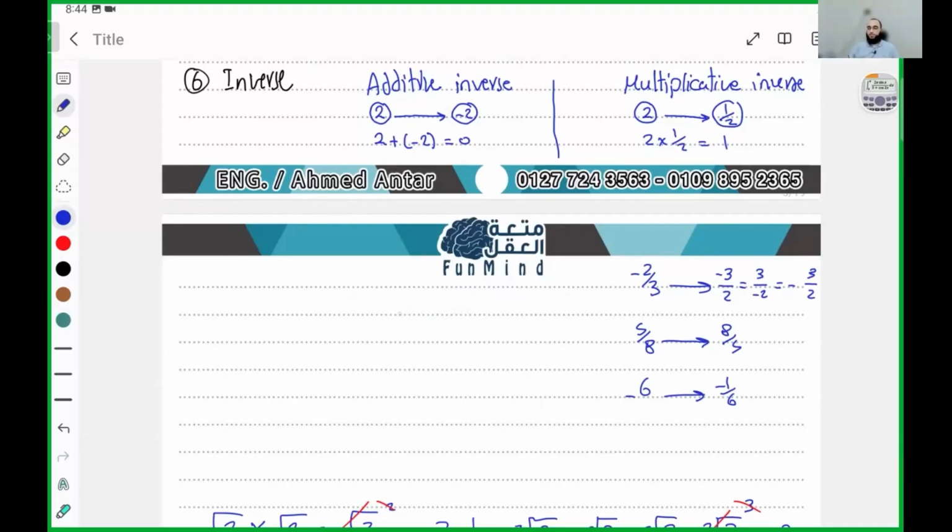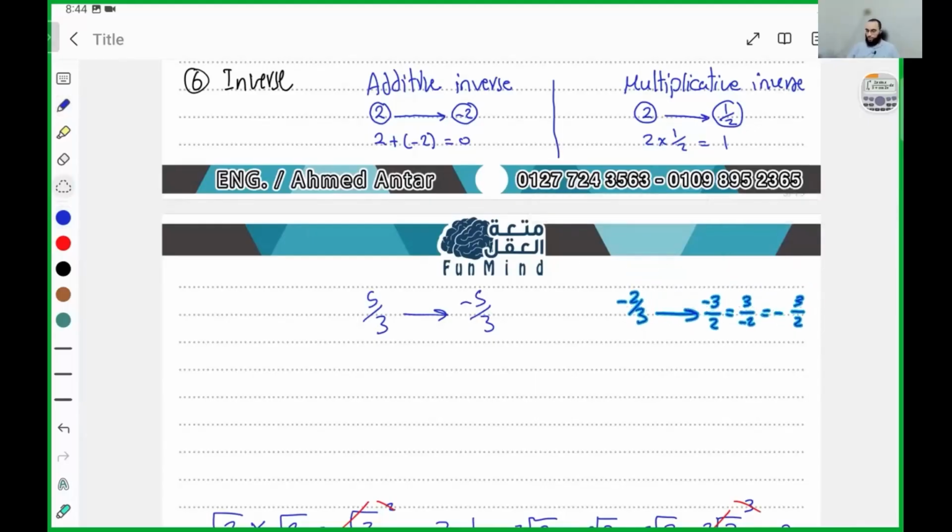That's it. If it is something like negative 1 over 5, then it's? 1 over negative 5? No. 1 over 5, changing the sign. If it is negative, make it positive. If it is negative 1 over 8, it's 1 over 8. If it is 5 over 3, it's negative 5 over 3. That's it. You got it?